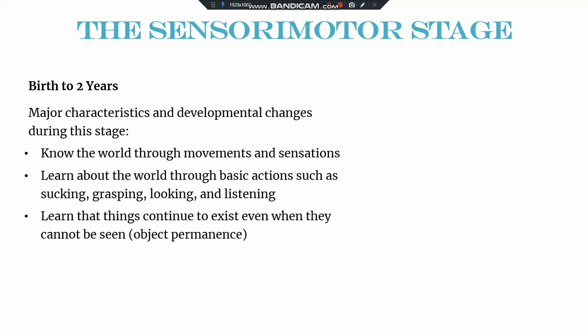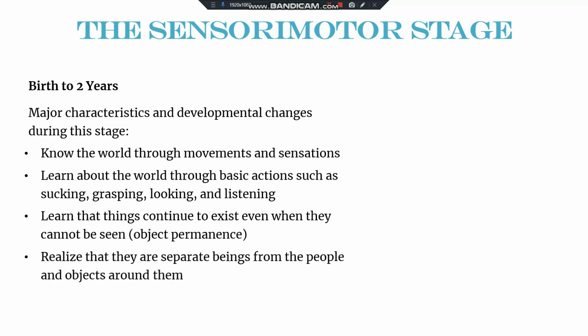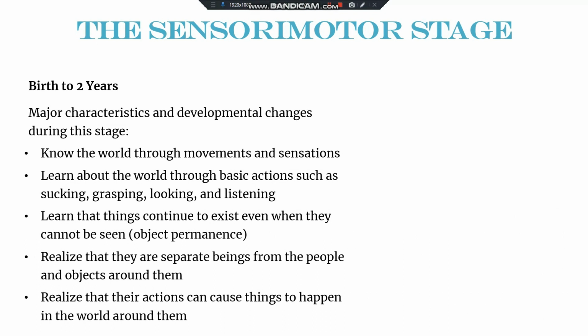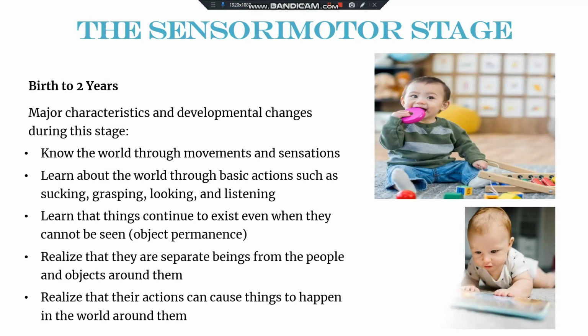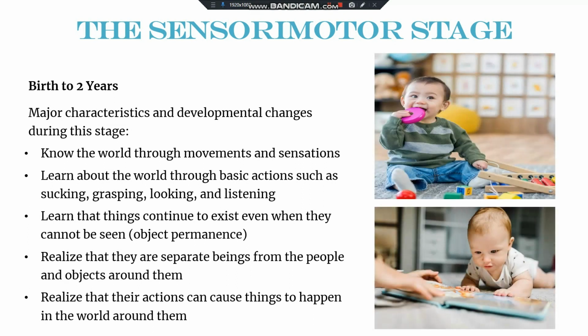They learn that things continue to exist even when they cannot be seen, which we call object permanence, and realize that they are separate beings from the people and objects around them. And also they realize that their actions can cause things to happen in the world around them. For example, if you brush your finger against a baby's face, they will instinctively start sucking.